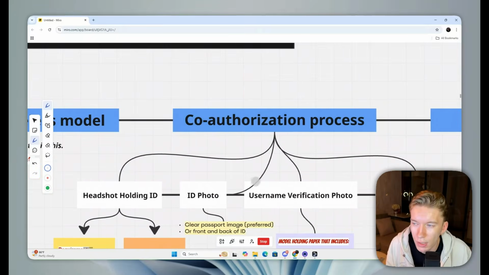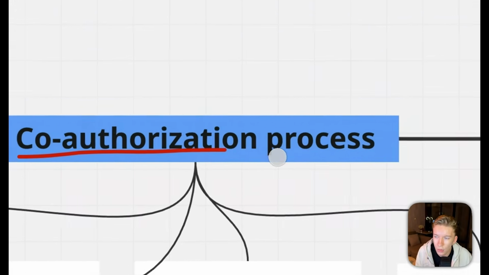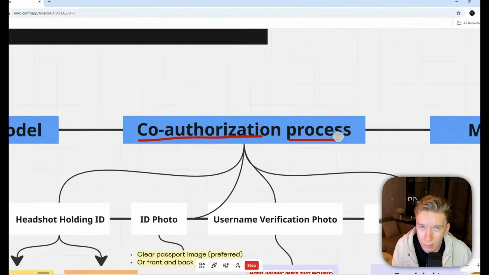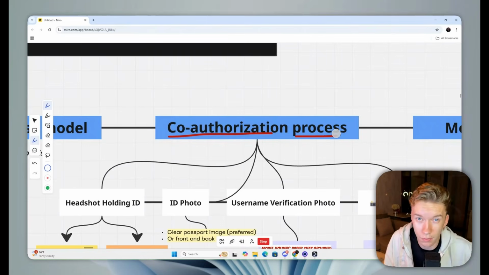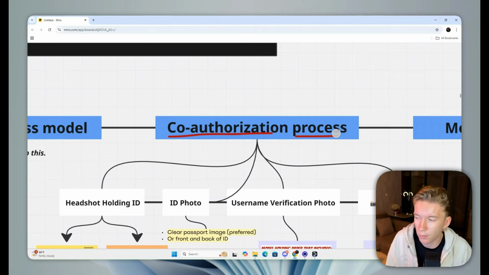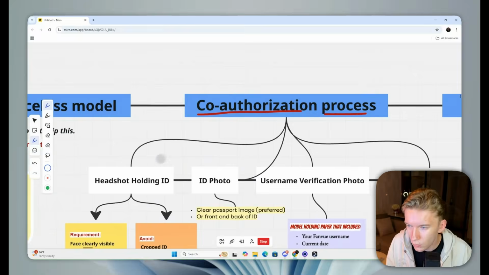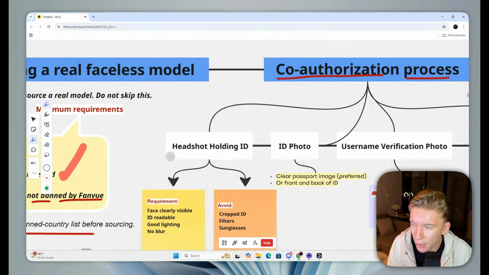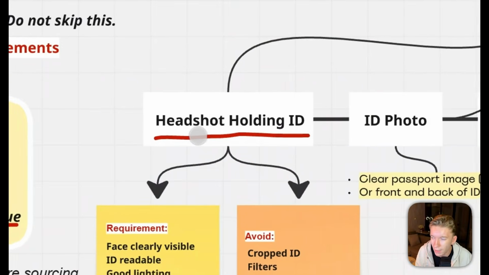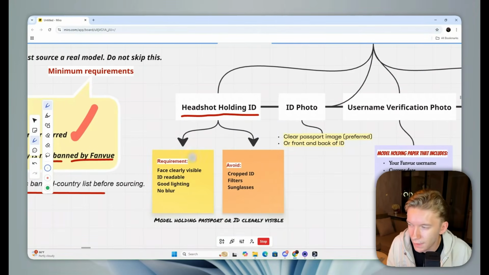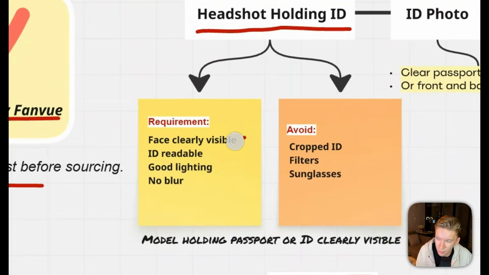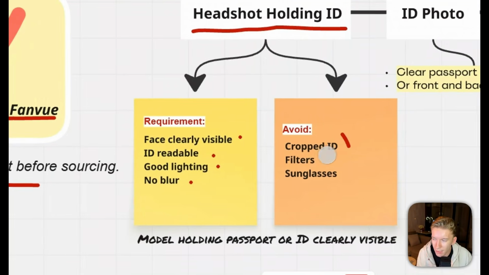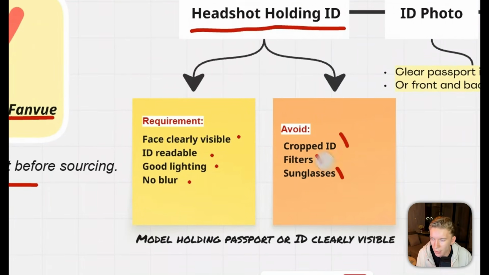Now, for the process, here is what you actually need to verify the faceless model content on FanView, on OF, or on whatever platform it is. Number one, when you have sourced your model, you're going to need to get a picture of her holding her ID. It's going to be a headshot. Details here: make sure her face is visible, the ID is readable, it has great lighting, and there's no blur. Avoid any cropped ID, and obviously no filters and no sunglasses.